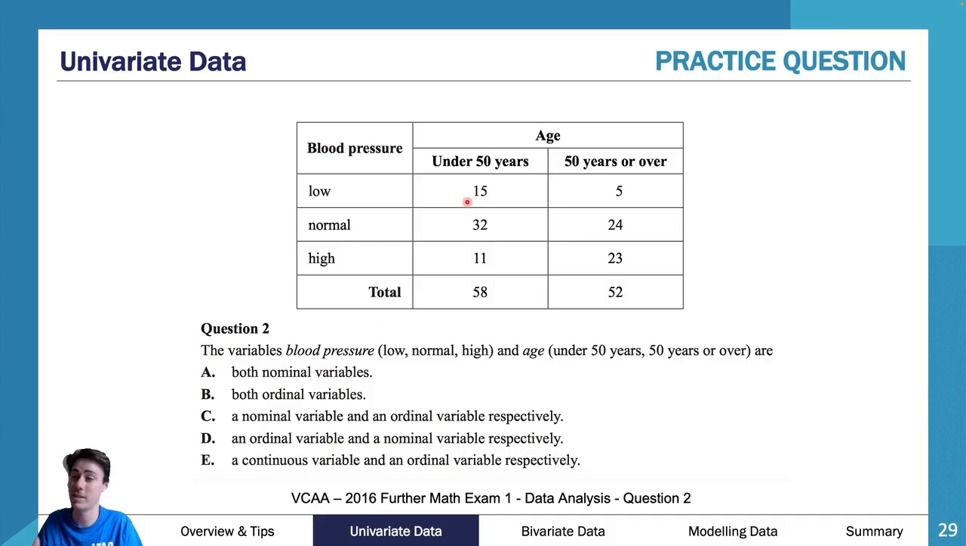Well, it actually wasn't. It's also ordinal, because you can order that. You can say, well, if you're under 50, that's at the start. If you're over 50, that's at the end. You can order that. So the answer to this was actually B. So both ordinal variables, and only 31% of people got this right. That's 31% of the cohort got this question right, which was question 2 on the exam.